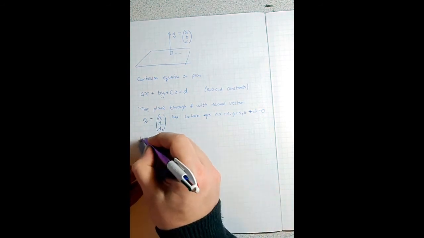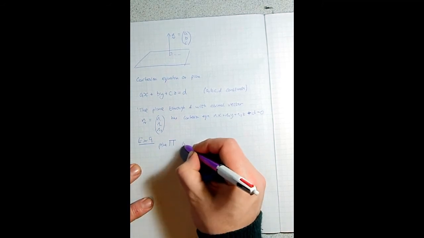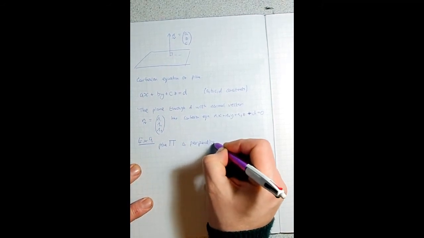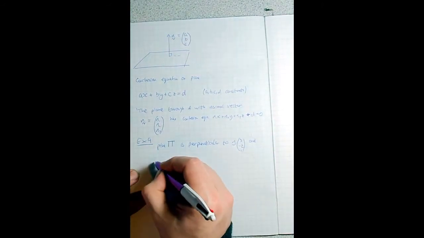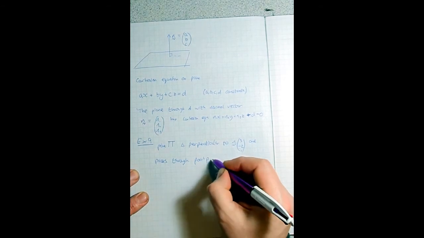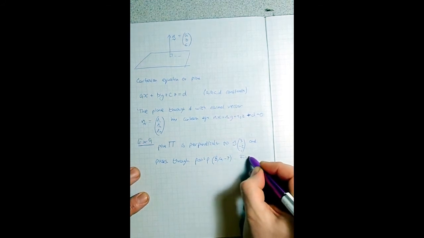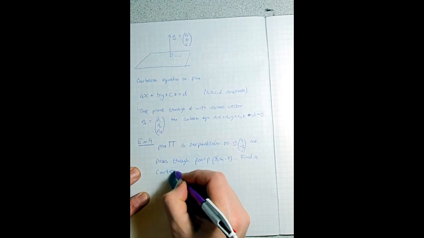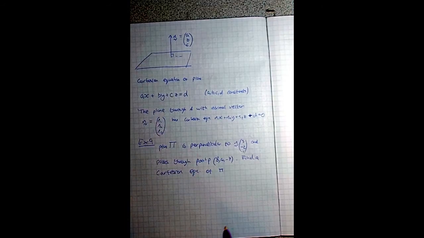Example 9 says the plane pi, capital Pi, is perpendicular to the normal vector 3, minus 2, 1, and passes through point P, which is 8, 4, minus 7. Find a Cartesian equation of the plane.